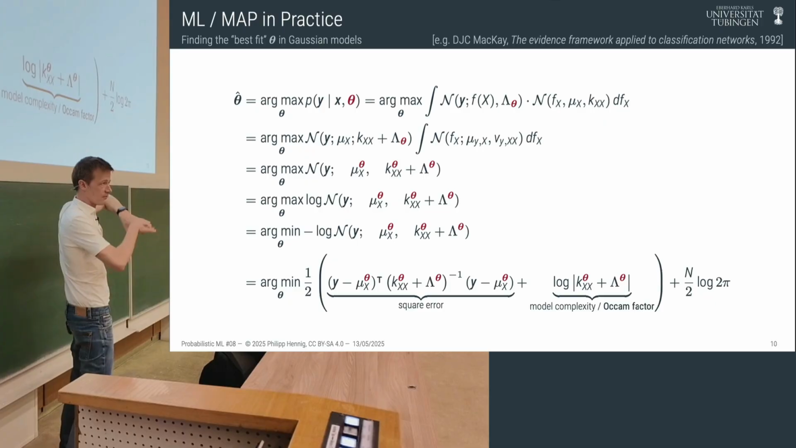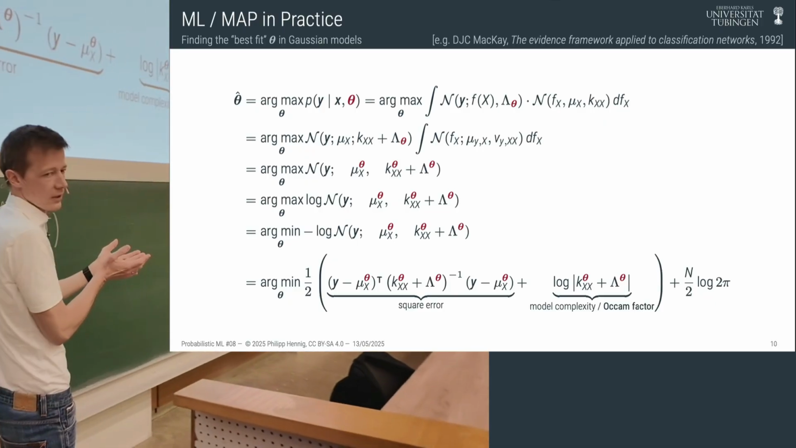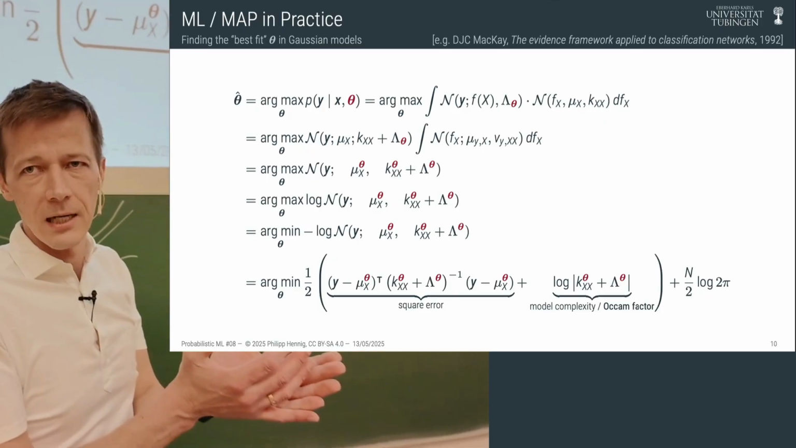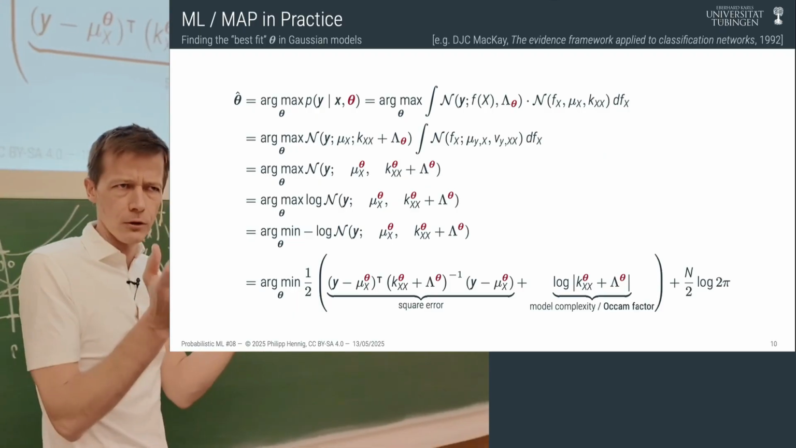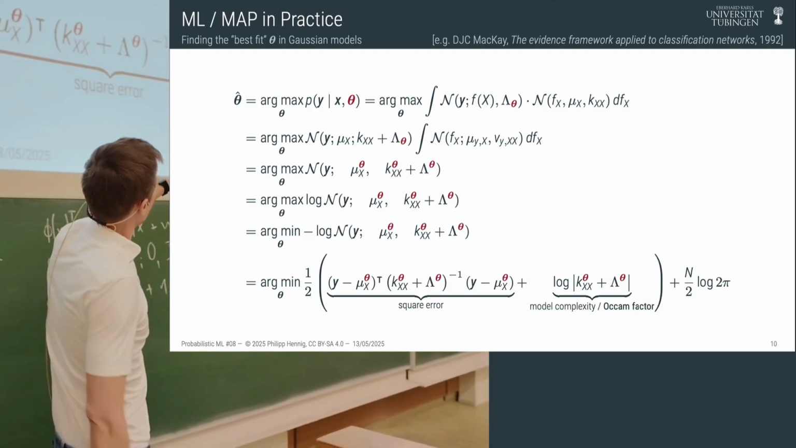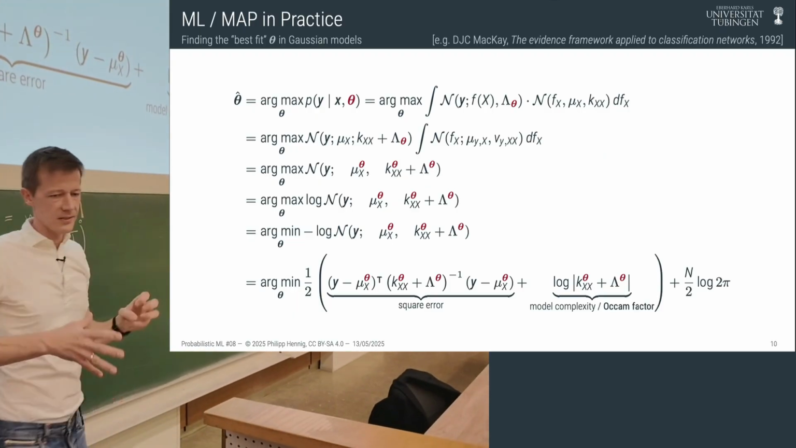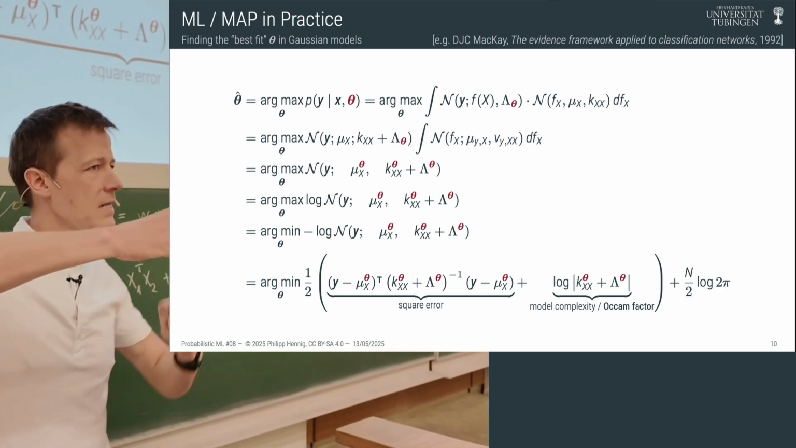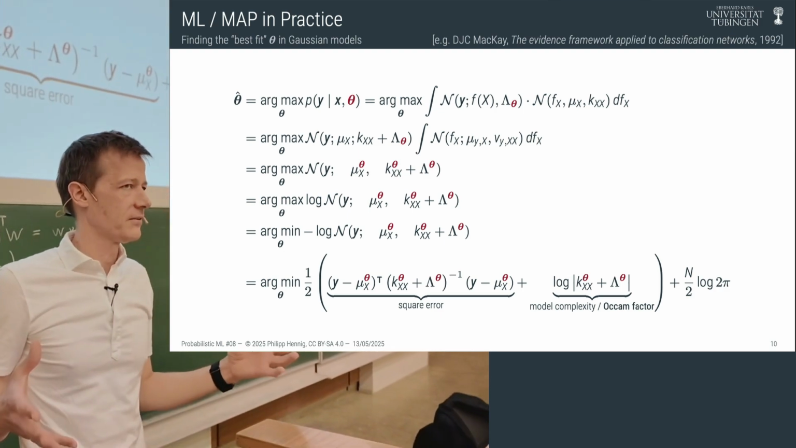Determinants of matrices are volume measures. You learned this in your first year linear algebra class, right? Determinants measure the volume of a space. And what these numbers here measure is basically how many different functions your model can fit.